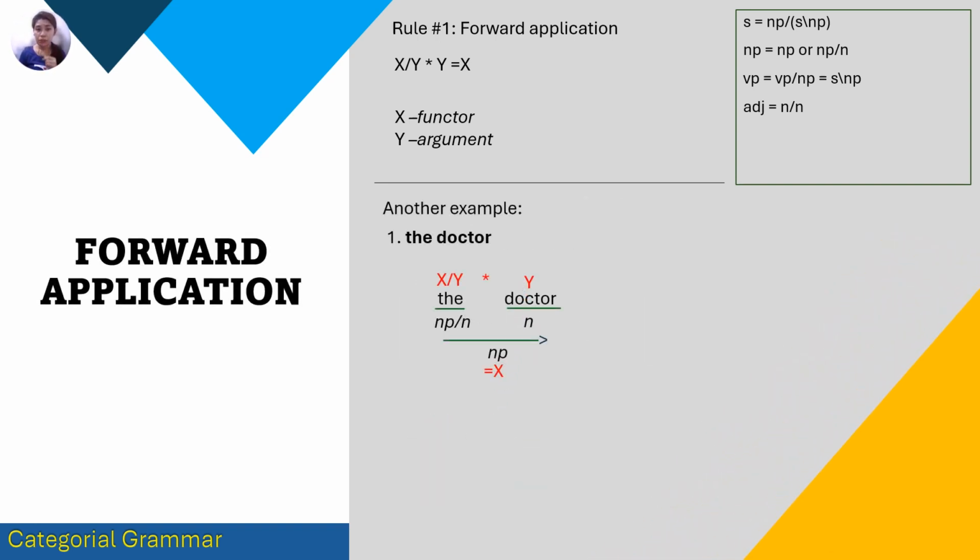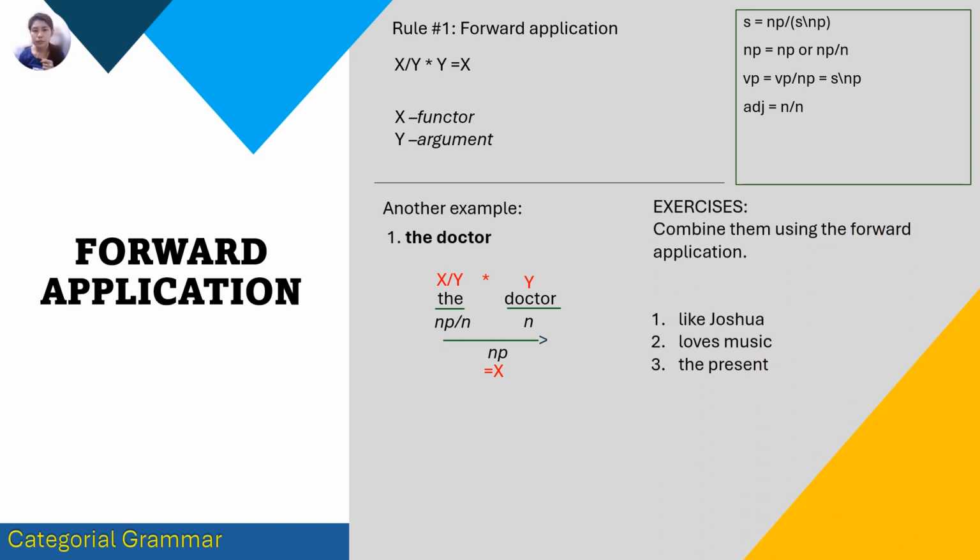Consider another example: the doctor. In this instance, we're examining a noun phrase or NP. The article the requires a noun or N to form a complete noun phrase. Therefore, we represent articles like the as NP forward slash N, indicating the need for a noun on the right. Given that there is a noun doctor on the right, they can be merged and labeled as NP. And what's the arrow direction? That's right, it's pointing to the right, as merging follows the process of the forward application.